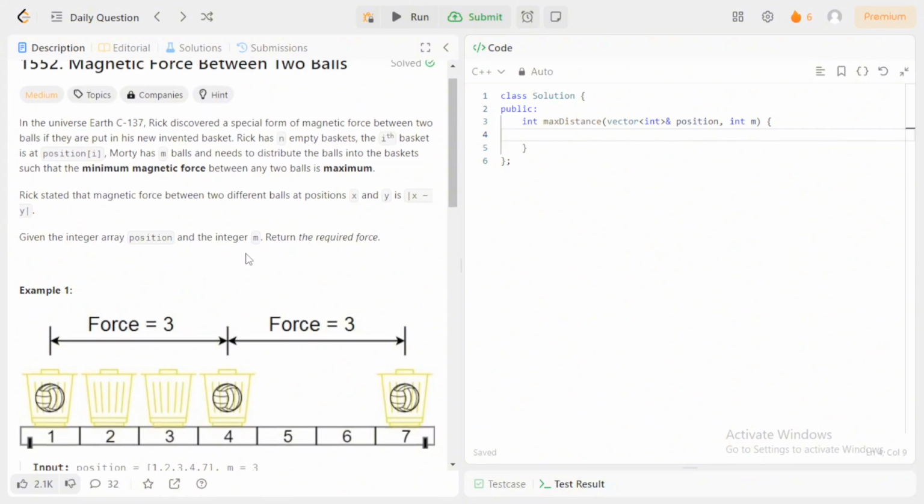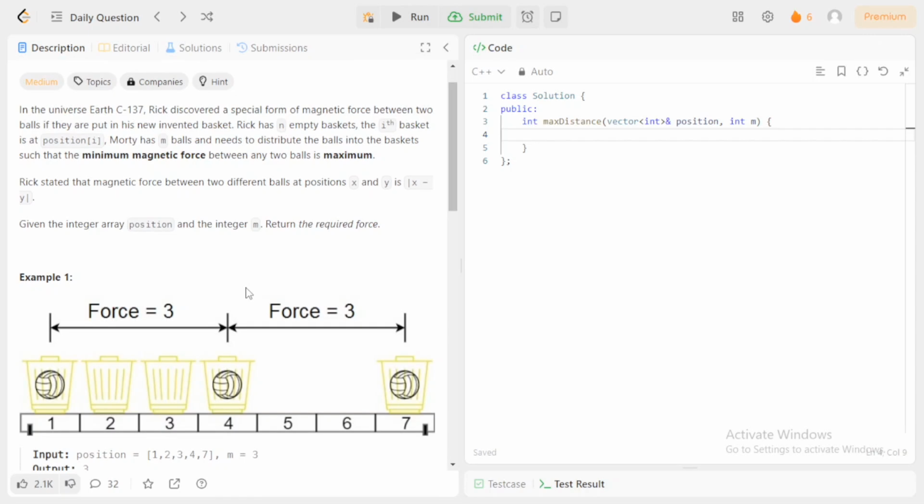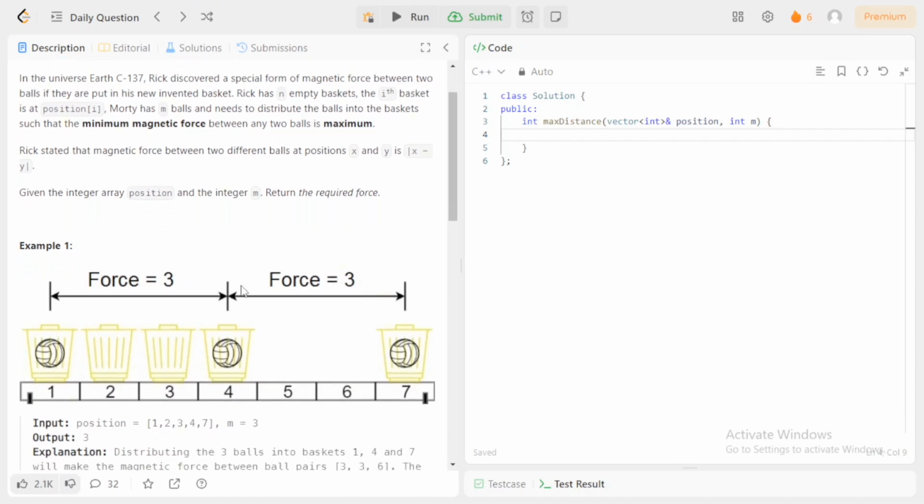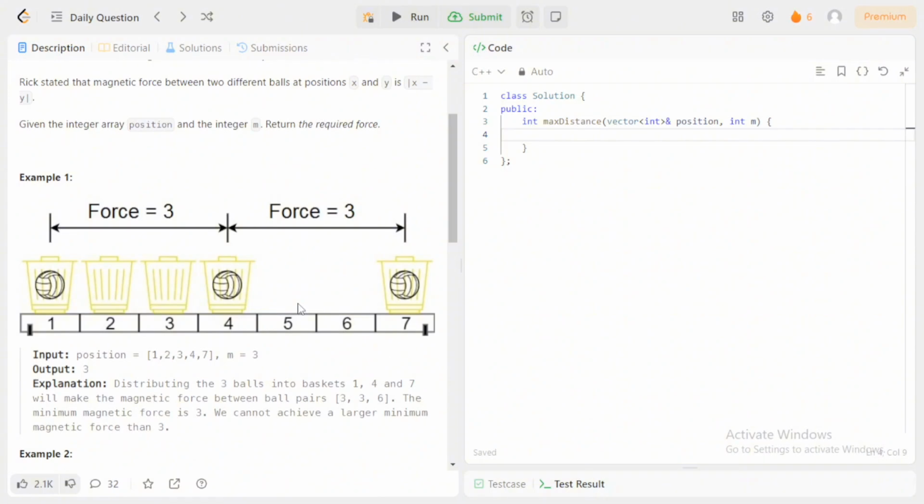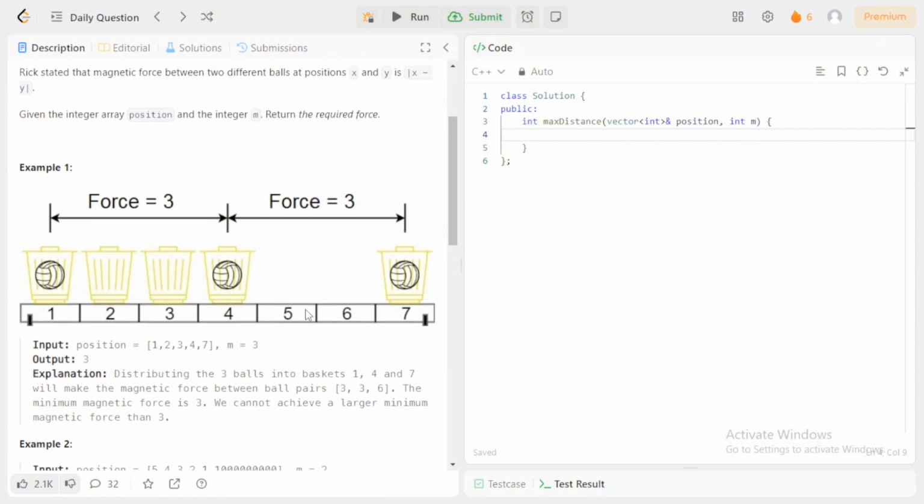So given the integer array position and integer m, where m is the number of balls, we have to place the balls in such a way that this force is maximum. So we have to place balls farthest from the other balls. And let's see this example.